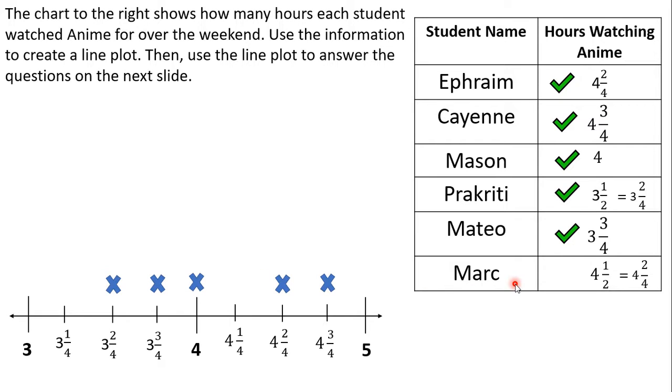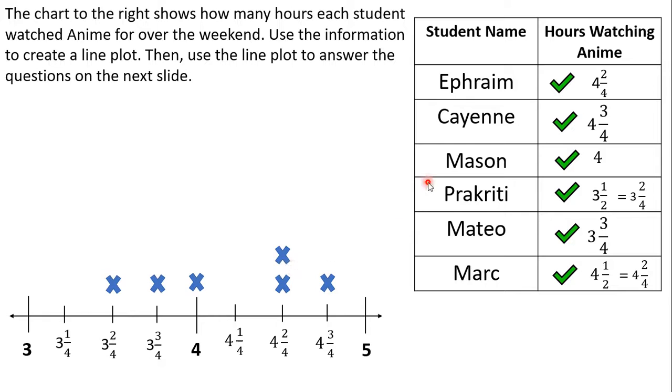Finally, Mark watched anime for 4 and 2/4 hours. So I'm going to find 4 and 2/4. Oh, but there's already an X above it. When that happens, we would put Mark's X above the X that's already there. So this X is going to represent how long Mark watched anime for. And I'm going to check him off.